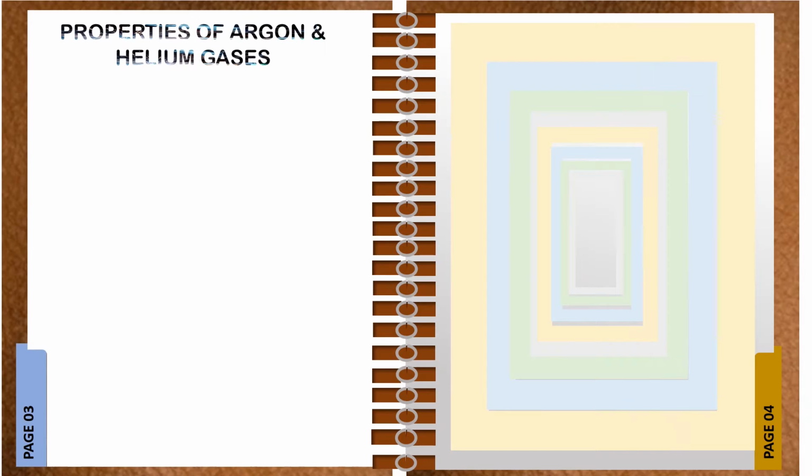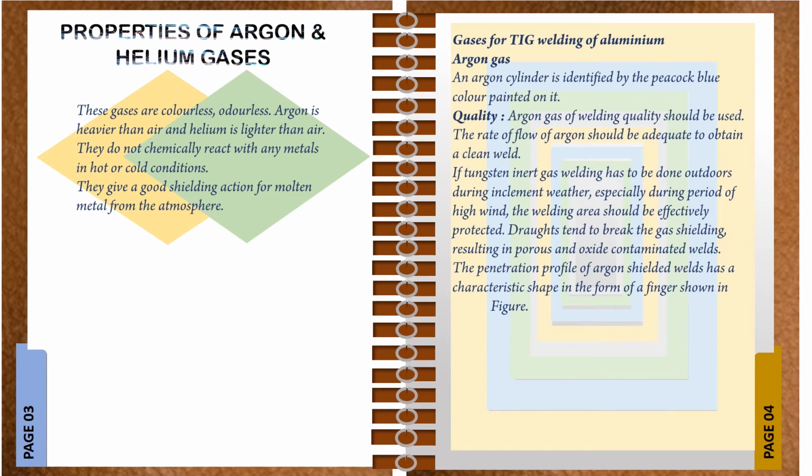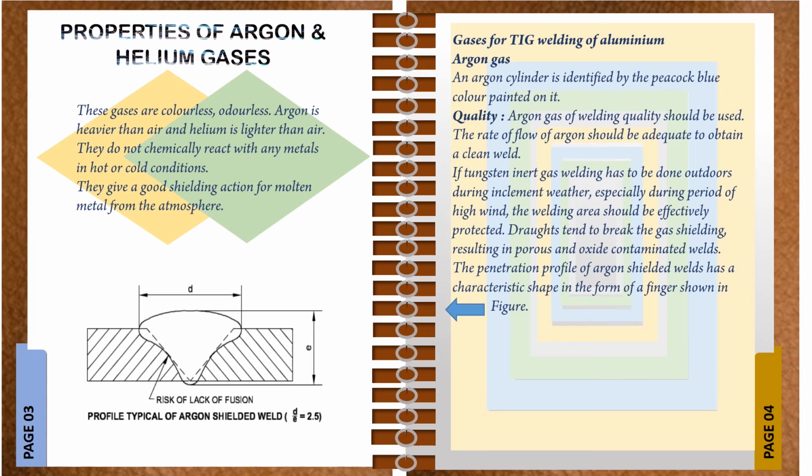Properties of argon and helium gases. These gases are colorless, odorless. Argon is heavier than air and helium is lighter than air. They do not chemically react with any metal in hot or cold conditions. They give a good shielding action for molten metal from the atmosphere. Gases for tungsten inert gas welding of aluminium.